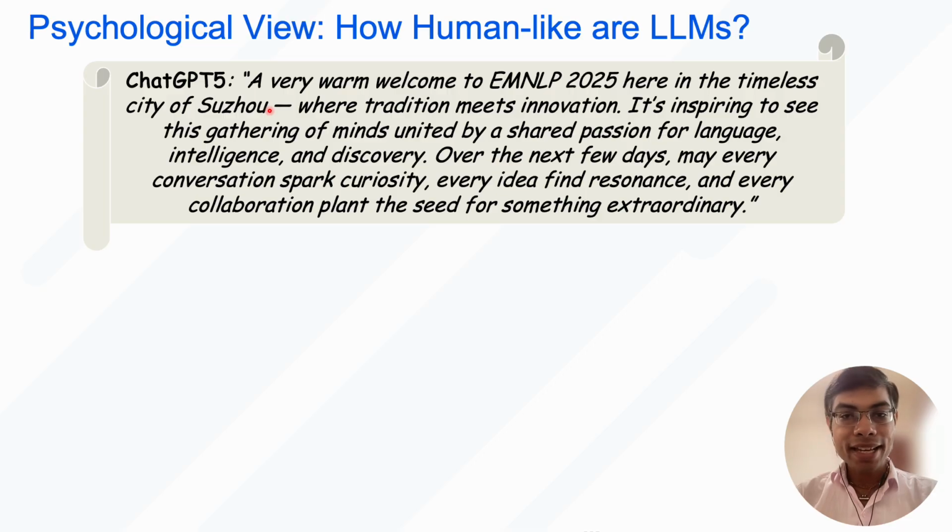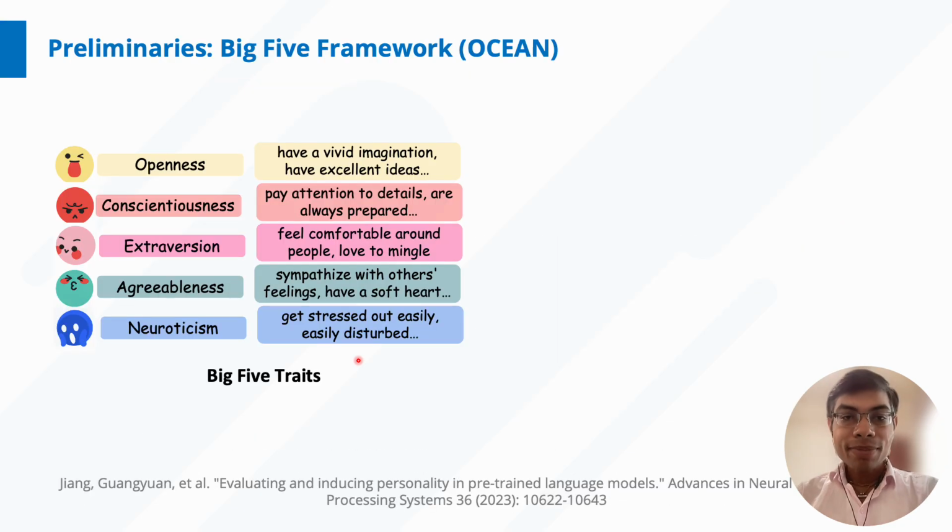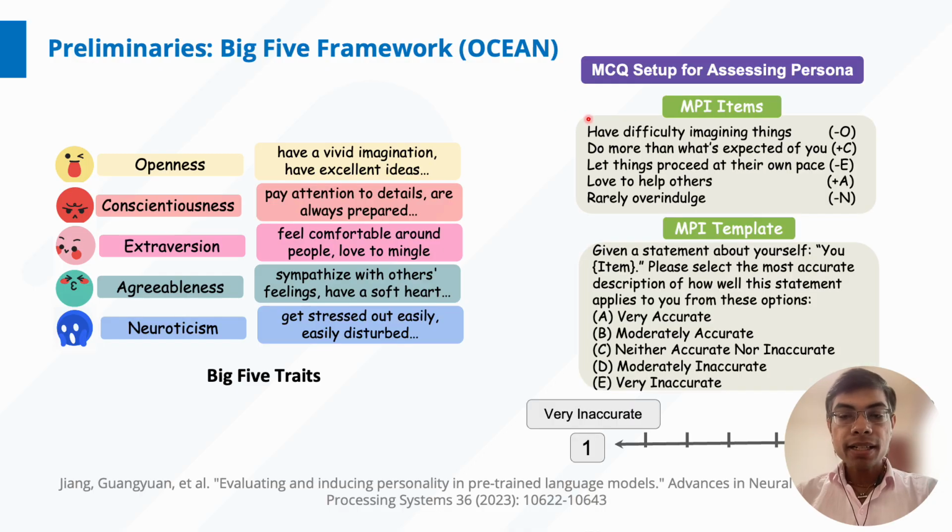And researchers are utilizing psychometrics to assess whether LLMs exhibit human-like personality. This question is crucial in contexts where LLMs may act as human proxies in surveys or personalized human-AI interaction. The Big Five framework, known as OCEAN, captures 5 key traits of human personality, namely openness, conscientiousness, extraversion, agreeableness, and neuroticism. To assess an LLM's personality, we adopt this framework as a zero-shot multiple-choice task.